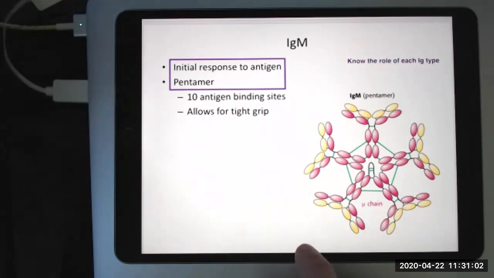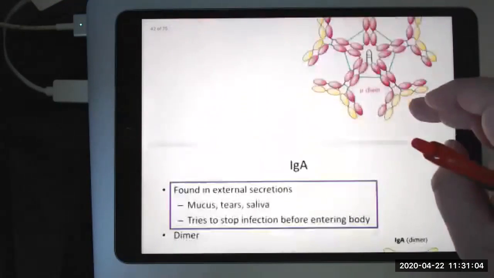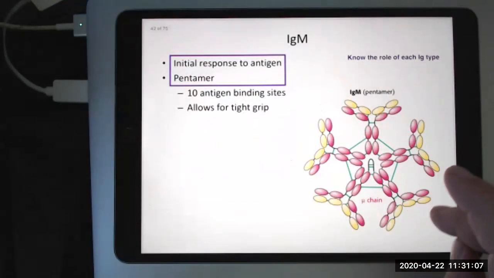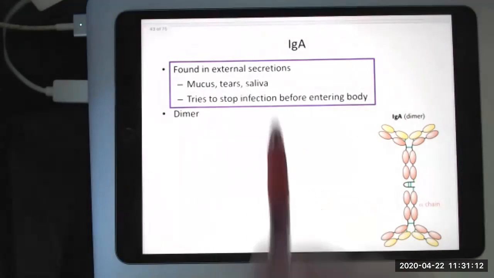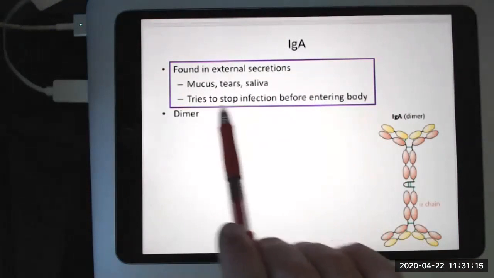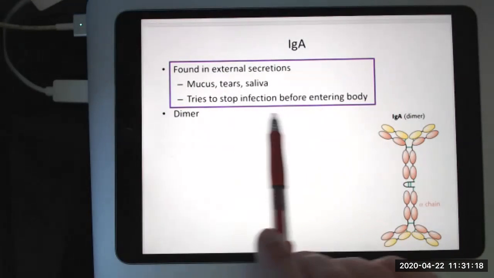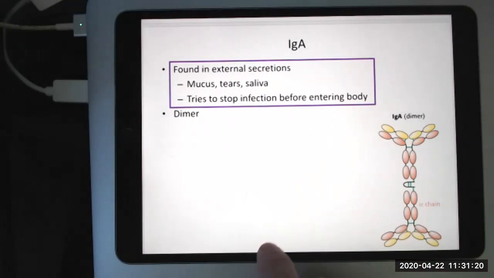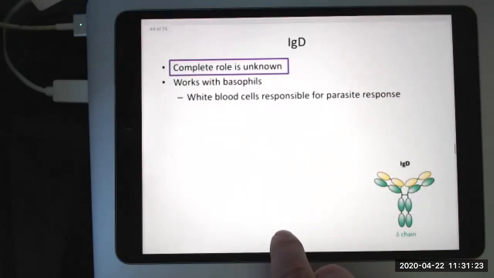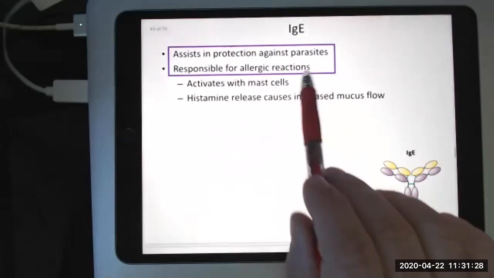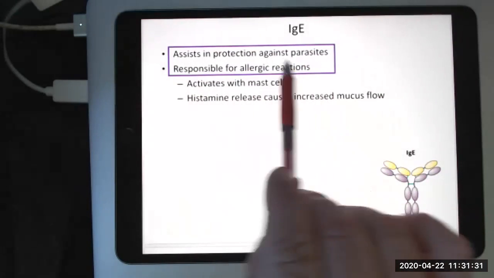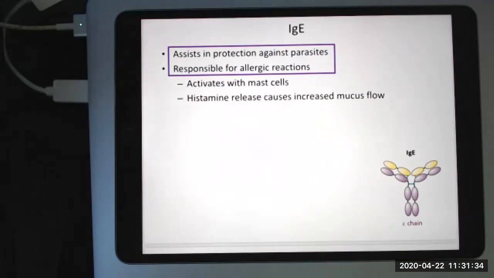Once it detects an antigen. Okay, or wait, hold on, take that back. It's on a B cell. Excuse me. IgA is the one that's in the mucus and tears, saliva, and it's trying to stop the infection before it can get in. Okay, so that's its role. IgD, we don't know. IgE works with looking for parasites, but it's also responsible for allergic reaction. This is what usually ends up getting triggered when you have an allergic reaction to something.